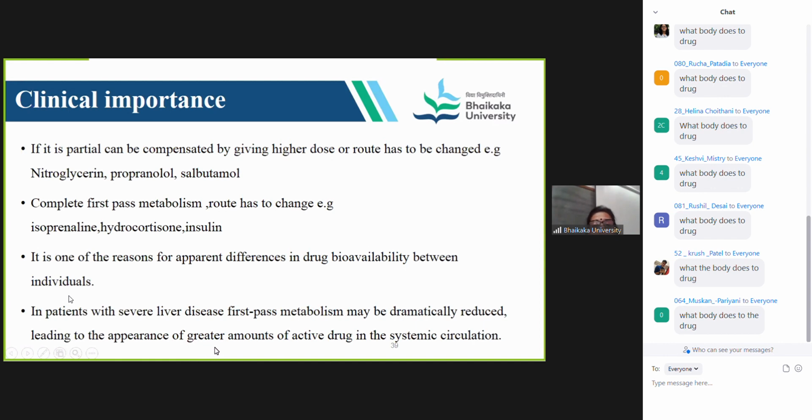A greater amount of the active drug will be there in systemic circulation. So what will be the implications? One has to monitor the concentration. So in liver disease, if somebody is giving any drug and that drug follows first pass metabolism, one has to be very cautious regarding the dose.